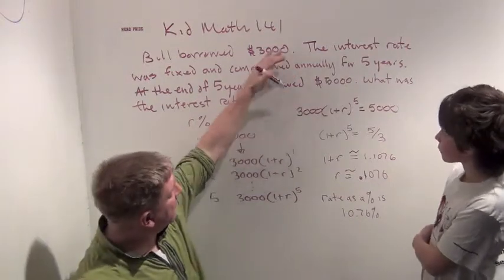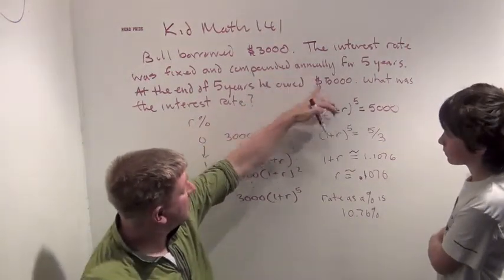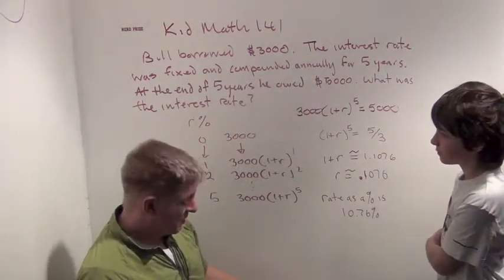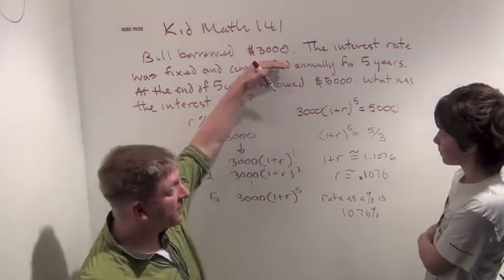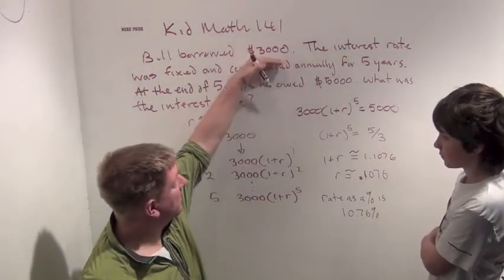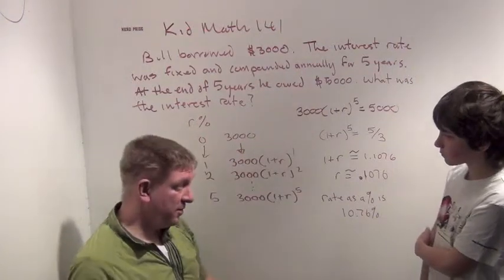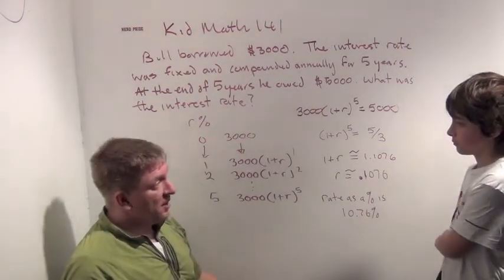So in 5 years, there's $2,000 of interest. It's a lot, right? You only borrowed $3,000 to begin with, and you have to pay back the $3,000 plus $2,000 more of interest. The interest really adds up.